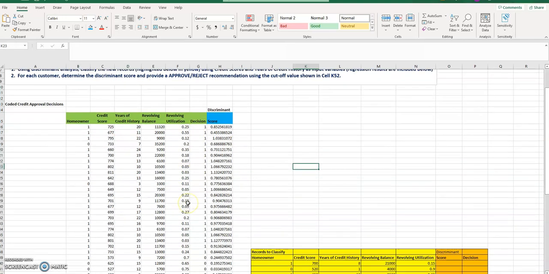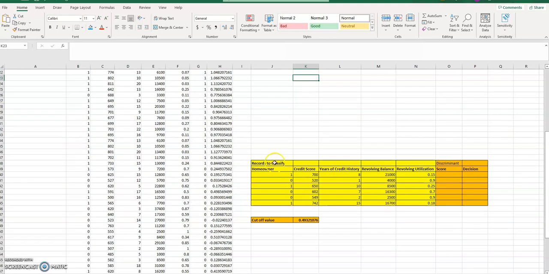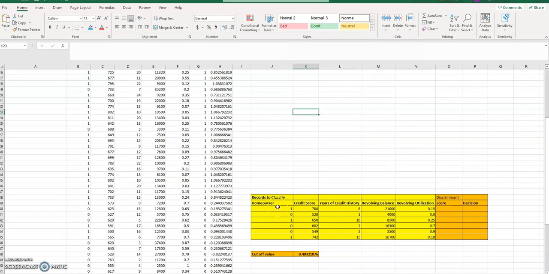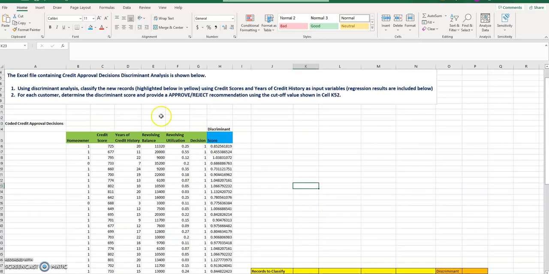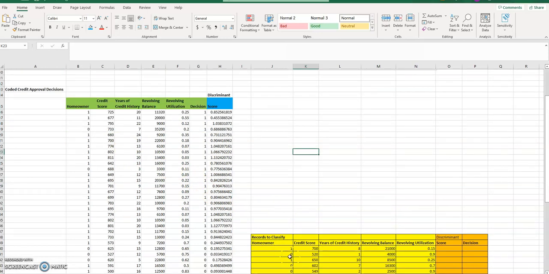And this historical data has been provided to you to classify 6 individuals or 6 couples that are now applying for credit. And so 2 things we're going to have to do here, and these are based on the 2 questions here. The first thing is we're going to go through and classify these records down here, these 6, based on this data, and we'll come up with a discriminant score.